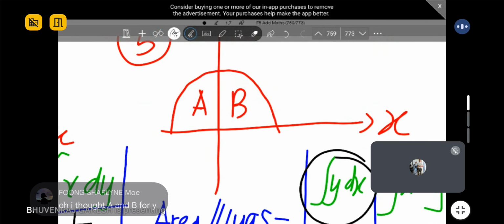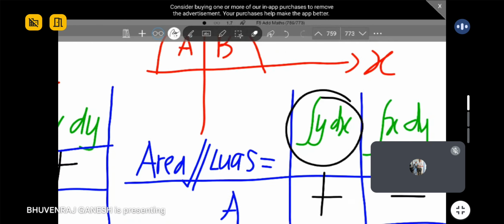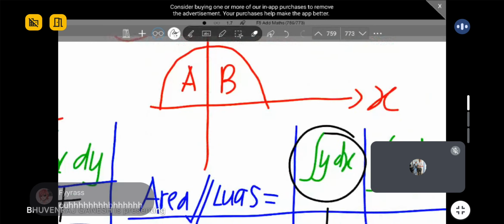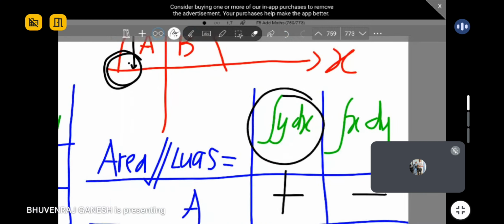Okay, if you see over here, now we are only talking about region A. We compare the same region first towards the X and the Y axis. Then we go for B. So in total we get 4 different answers here, because 2 axes plus 2 different regions. So 4 answers total. All right. For y dx, X axis, kamu tengok nilai Y positif. X dy, kamu lukis macam ni. Nilai X negatif. So that's why positive, negative.